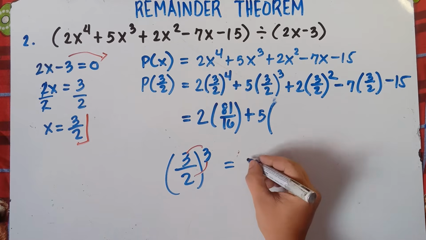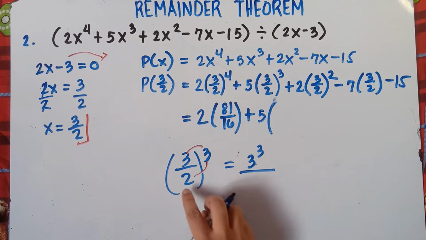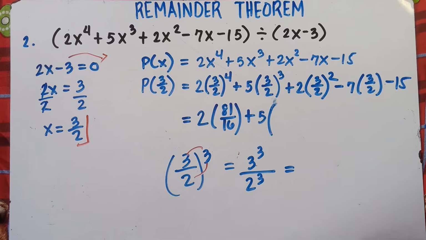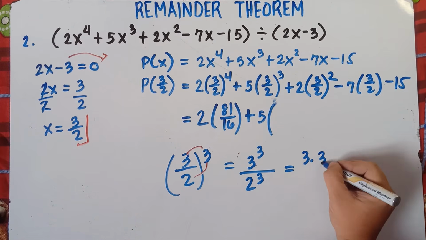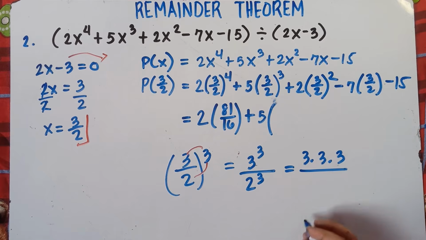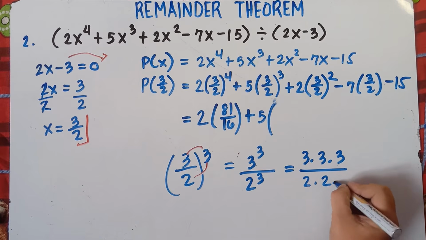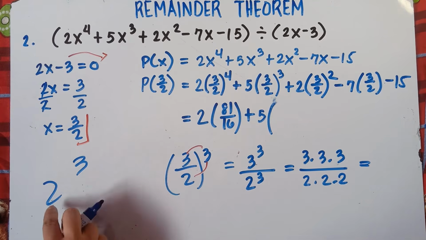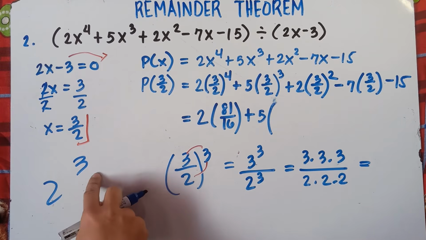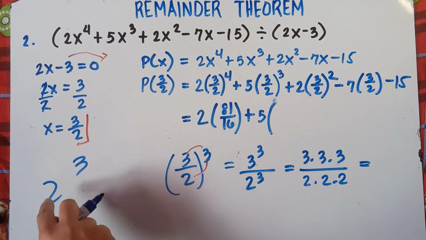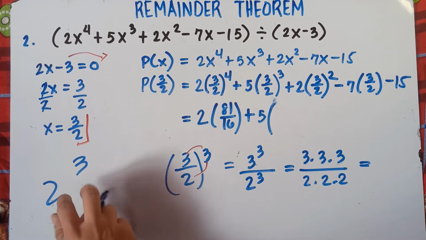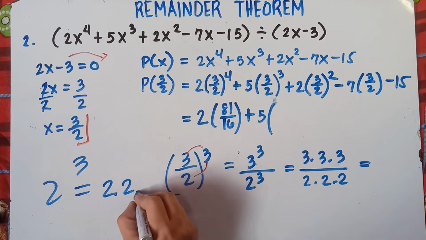So this will be 3 raised to the power of 3 and 2 raised to the power of 3. So 3 raised to the power of 3 means 3 times 3 times 3. And 2 raised to the power of 3 means 2 times 2 times 2. Once again, class, do not be confused. 2 raised to the power of 3 doesn't mean 2 times 3. Some students commit this mistake. It means 2 times 2 times 2.